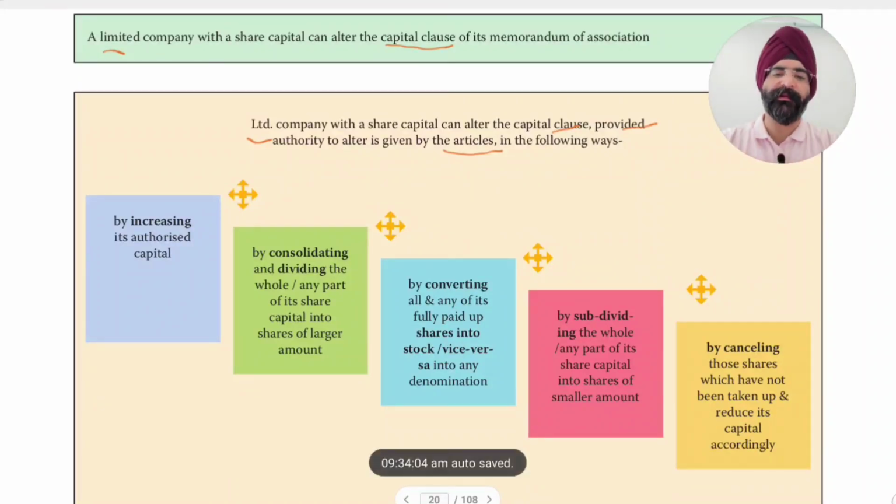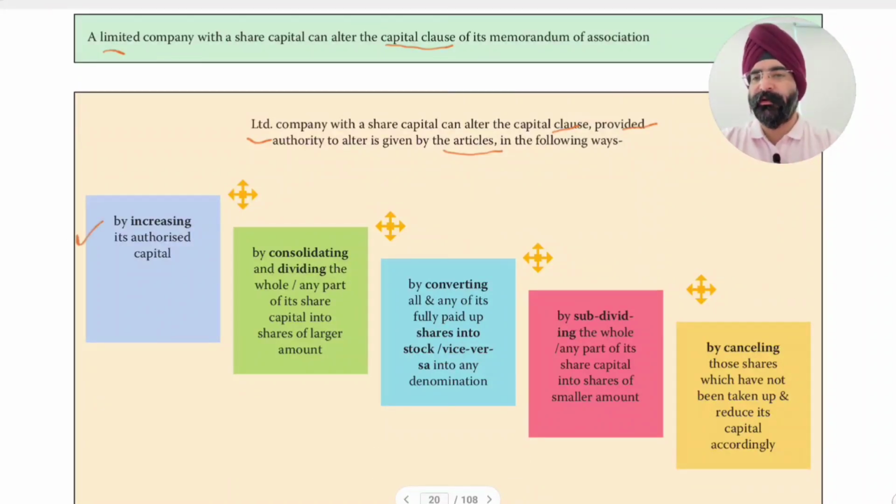Now, how can share capital be altered? It can be altered by increasing its authorized capital. Authorized capital is the maximum limit up to which shares can be allotted, and that can be increased. Authorized capital can be increased by applying to the ROC and paying further stamp duty.